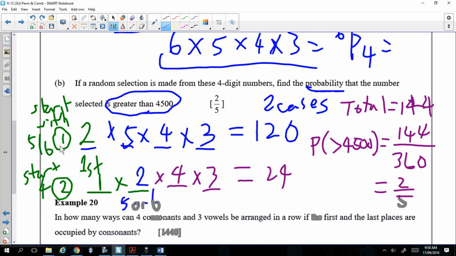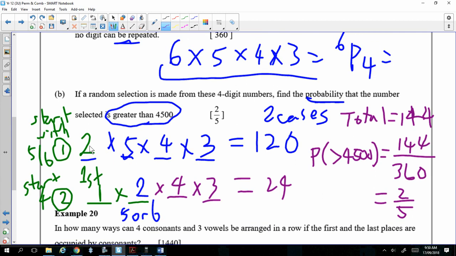Because if the first digit is 4, yeah, I know, but then the next digit has to be 5 or more. I can't put 1 on the next digit. That's why I have to do a case. So if the first digit is 5 or 6, I don't have to worry about the second digit. But if the first digit is 4, it has to be 5 or 6. That's why I can't do it together. Okay, good.